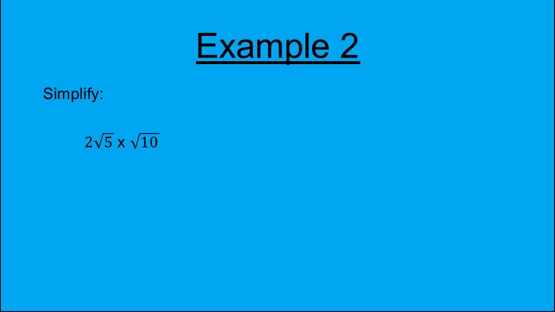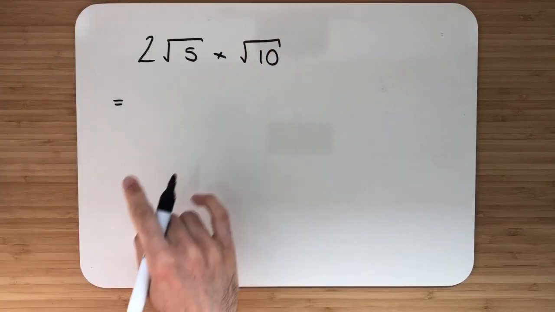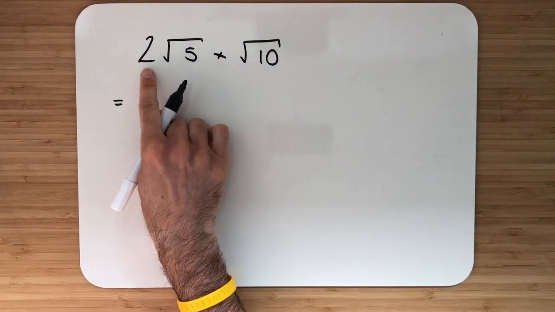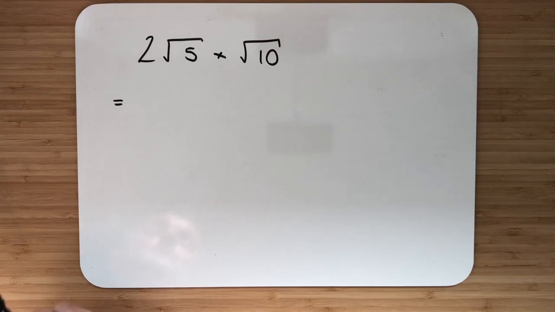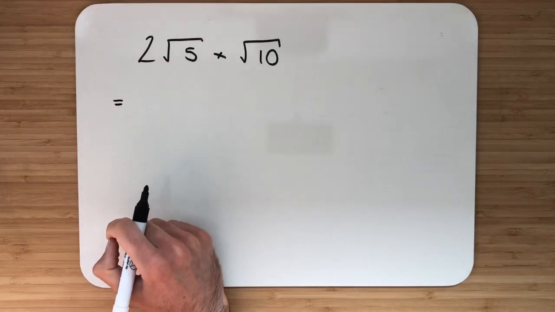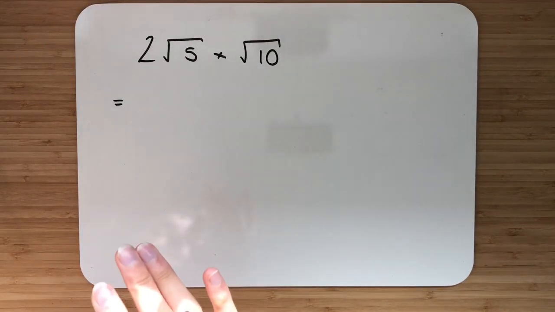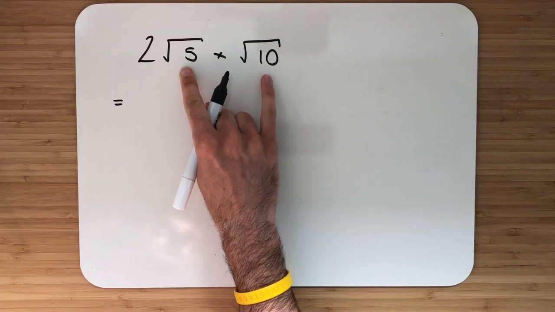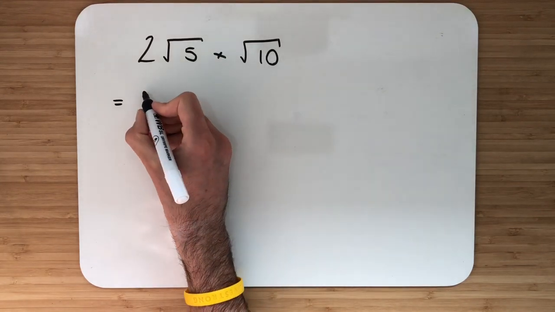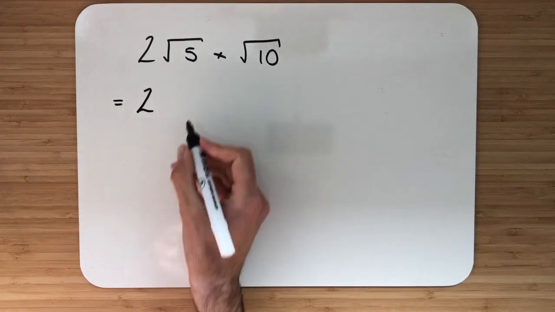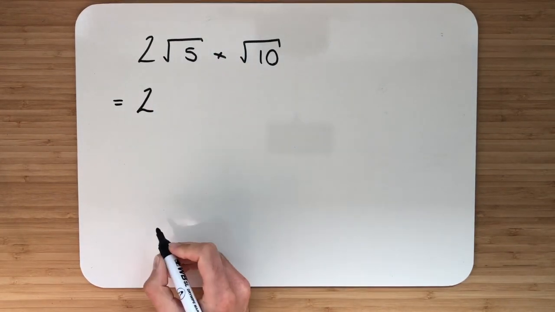Example 2. Simplify 2 root 5 multiplied by root 10. In our final example, we've got a little bit of a difficult one here because we've got this coefficient of 2. So we have 2 root 5 multiplied by root 10. So the first thing we're going to deal with is just our surds, the numbers that are underneath the square root sign. So we're going to leave this 2 here. Root 5 multiplied by root 10.